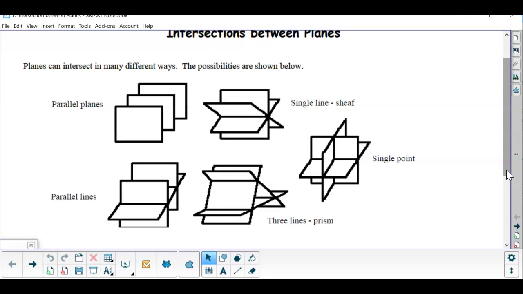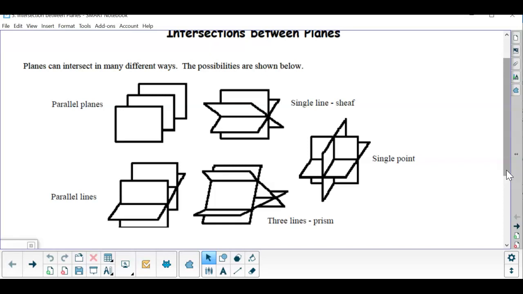Three meeting in the spine of your book. That's a line of intersection, so infinitely many solutions, but it's a line. You can have these three all not parallel, but they meet in what we call a triangular prism. So three separate lines of intersection, not the same. Those three lines turn out to be parallel to each other, but they don't intersect.